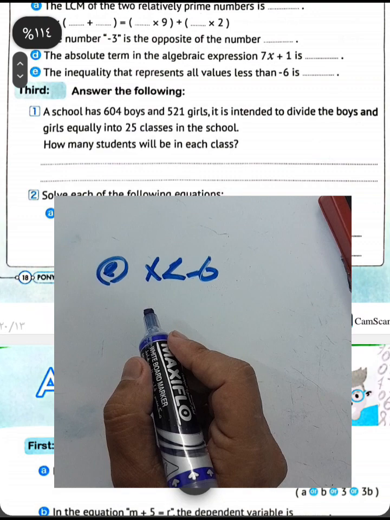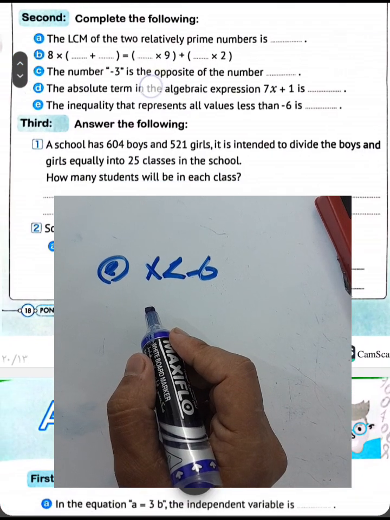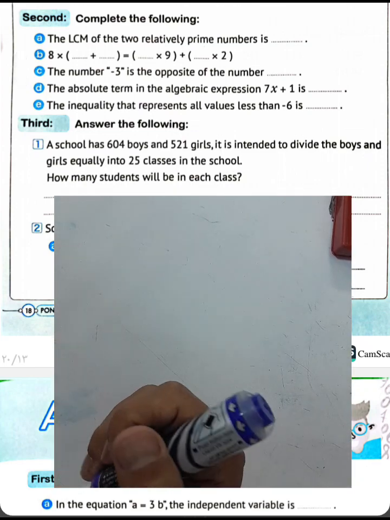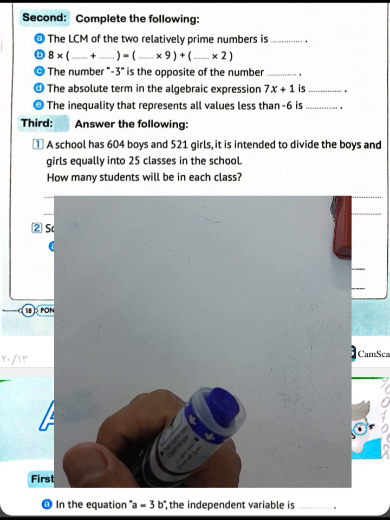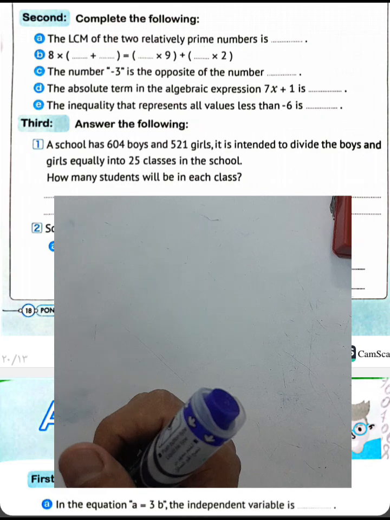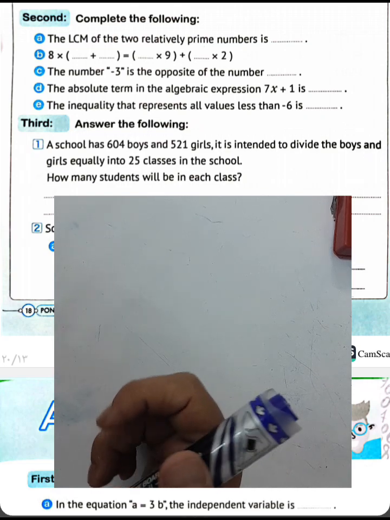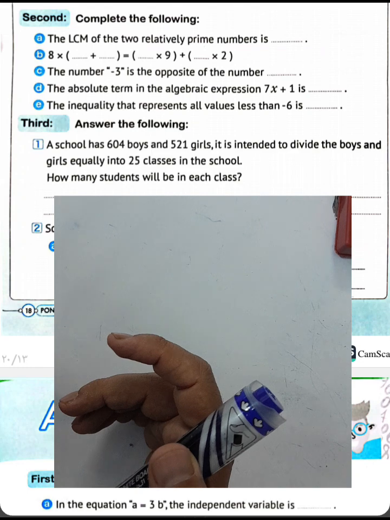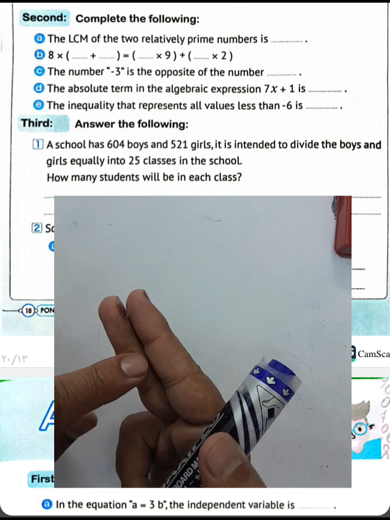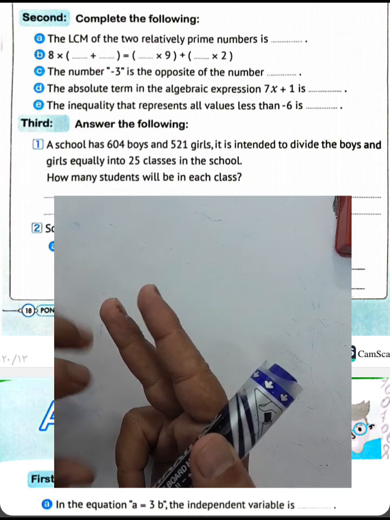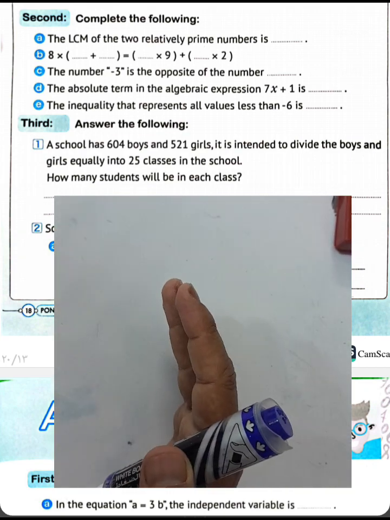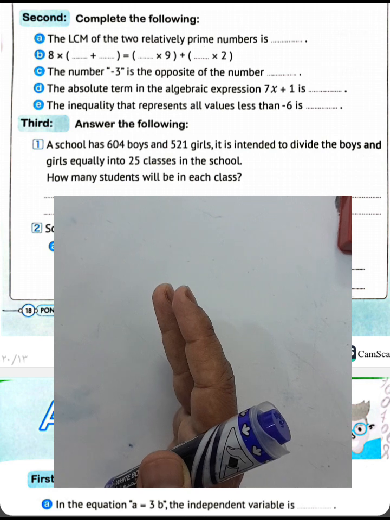Third question. Number 1. A school has 604 boys and 521 girls. It is intended to divide the boys and the girls equally into 25 classes in the school. How many students will be in each class? First step, we find the total number by adding the number of boys and the number of girls, and then divide the result by 25, because we want to find how many students will be in each class.